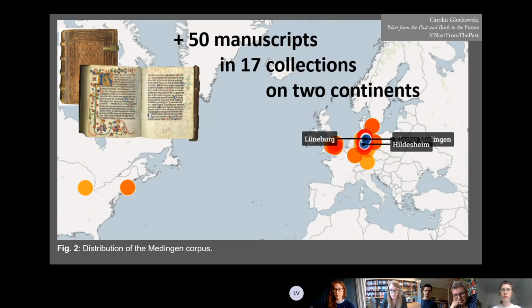At present, the Medingen manuscript corpus is spread over 17 collections on 2 continents. Moreover, the limited accessibility in the past explains why mainly special studies on individual objects were published, with a tendency to generalize the results to the entire corpus afterwards. In the Medingen case, this approach had severe consequences.